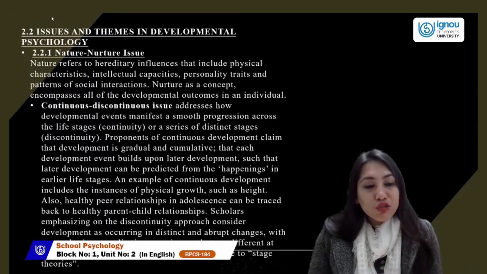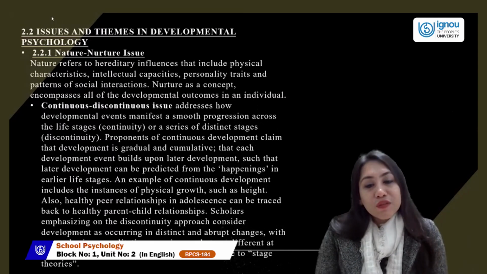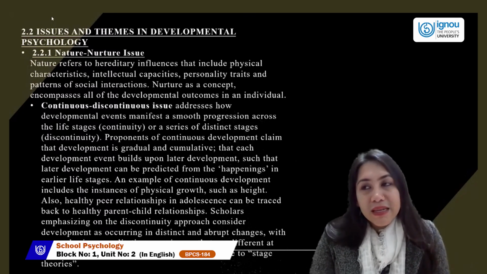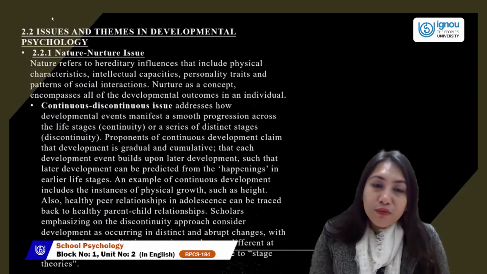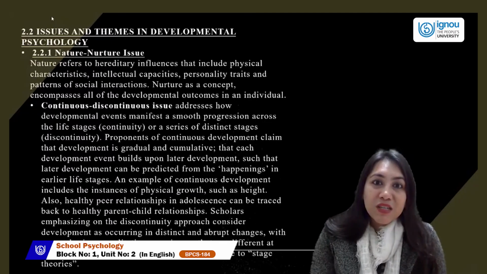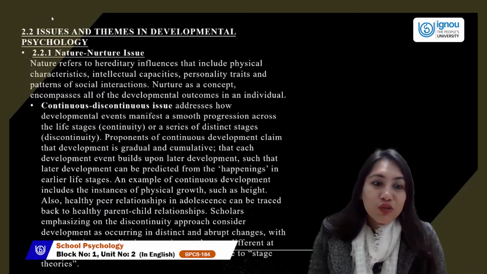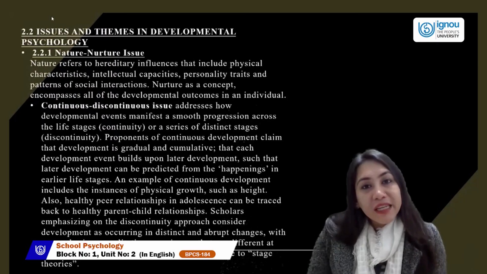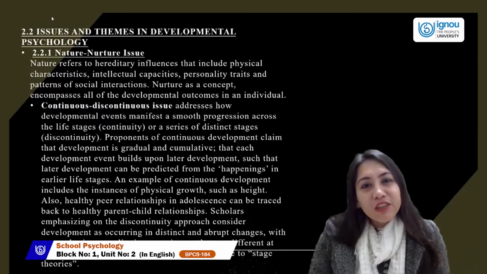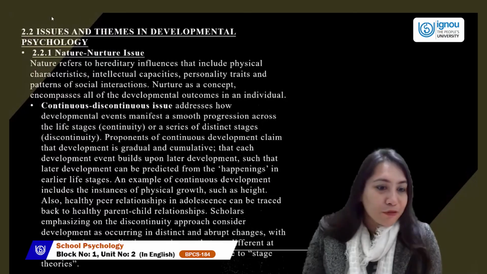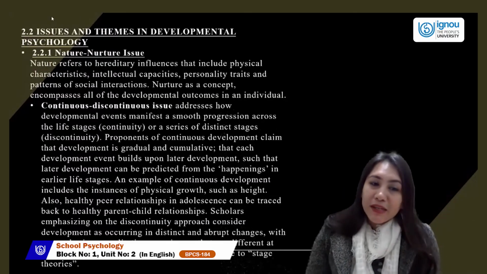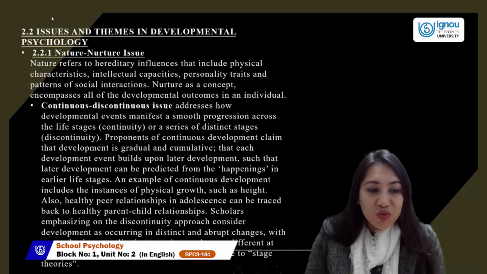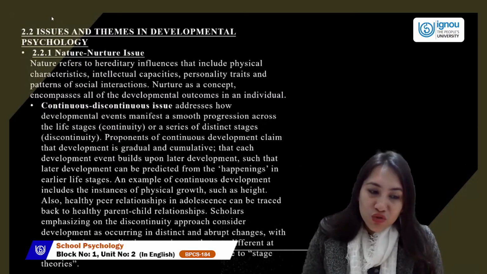For example, a continuous development could be instances of physical growth such as height. So for example, if a child is already gaining height at the stage of 4 5 years, we usually say that there has been a very potentially high growth of the child. And similarly, if a 3 year old child does not gain height, we usually feel that the trend of the child is the same. At 4, they might not grow much. At 5, they might not grow much. So is the healthy peer relationship in adolescence can be traced back to the parent-child relationship.